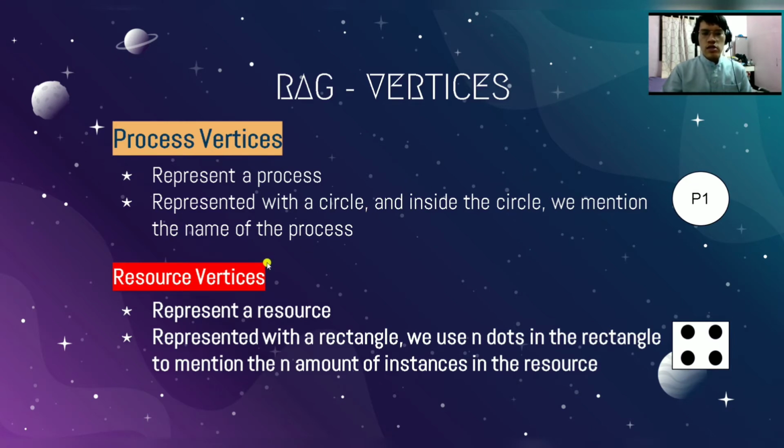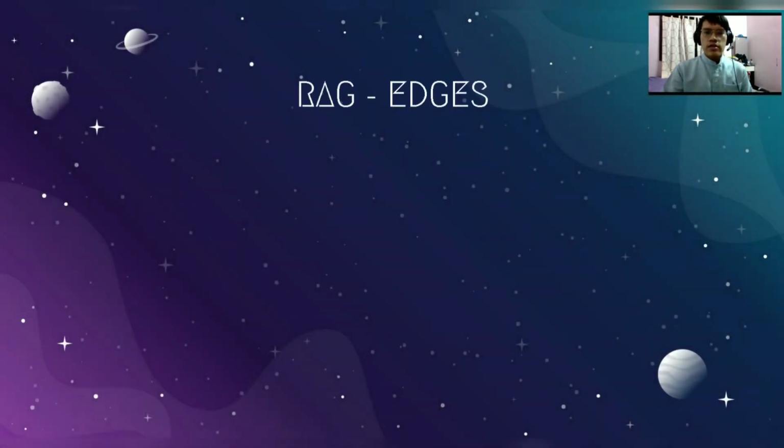And the next one is the resource vertices. It represents a resource, represented by a rectangle. We use n dots in the rectangle to mention the n amount of instances in the resource. So let's say, for the example, there are 4 instances in the resource. So there are 4 dots. If there are 3 instances, so we use 3. Okay, the next one is the edges.